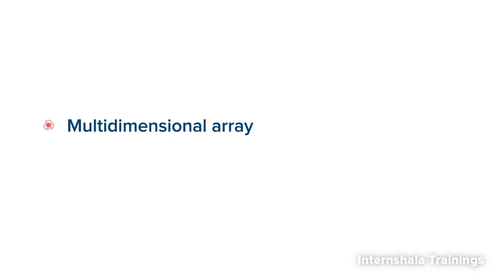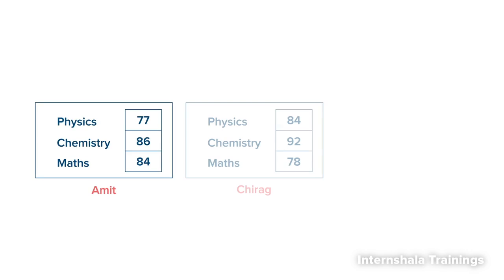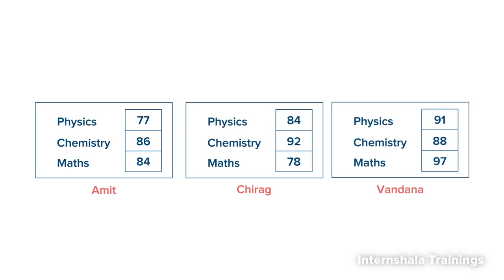Next, we have a multidimensional array. These are arrays of arrays, which simply means each element of an array is also an array. These arrays can be of anything like integer or string or any other data type, but cannot be a combination of each other. Let us understand how we can define a multidimensional array with the help of this example.